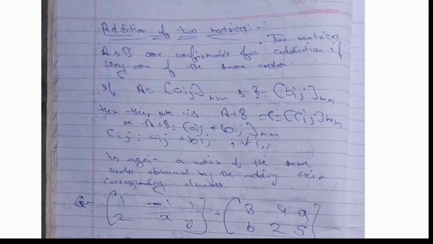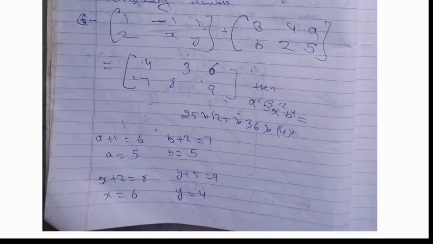Okay, now we are going to see a question. We have two matrices whose sum will be the third matrix. Then a square into b cube into x square into y raised to power 4 will be equal to what? So we just have to find the values of a, b, x, y and then put all those values in that expression.